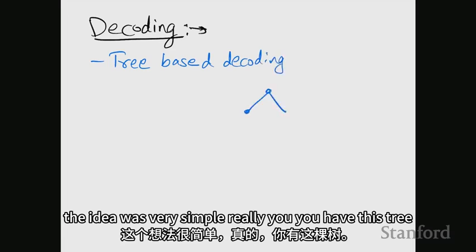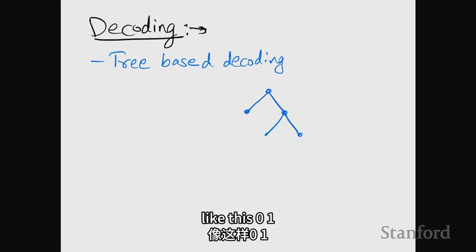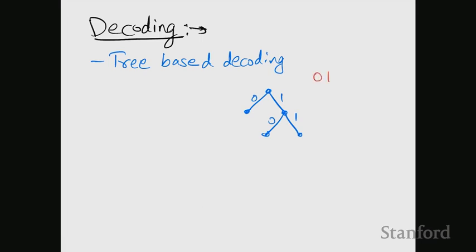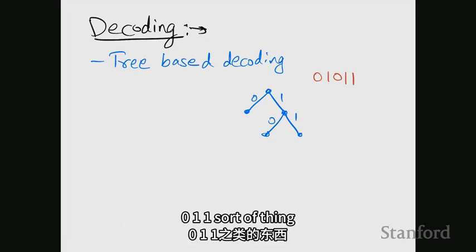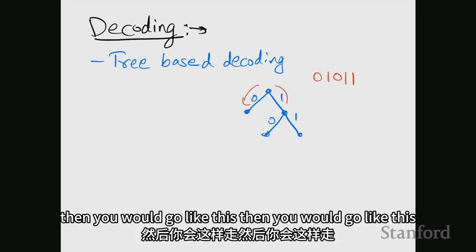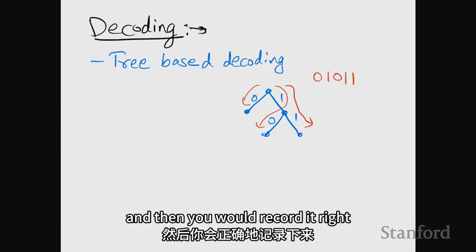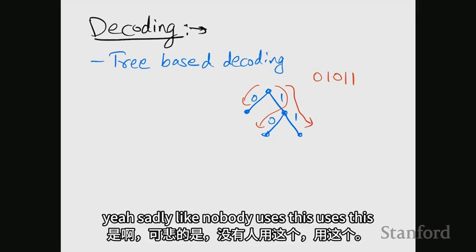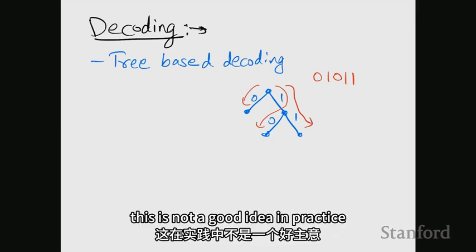You have a tree like this, 0, 1, 1, 0. And then you had a stream which was like 0, 1, 0, 1, 1. And then you would go here, then you would go like this, and then you would go like this, and then you would decode it, right? Yeah, sadly, nobody uses this. This is not a good idea in practice.